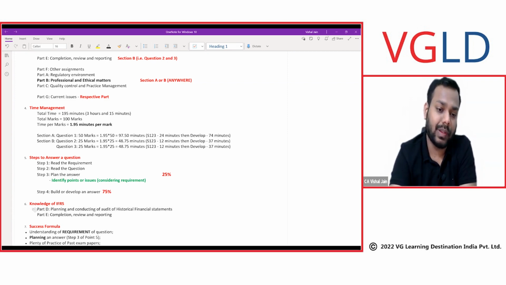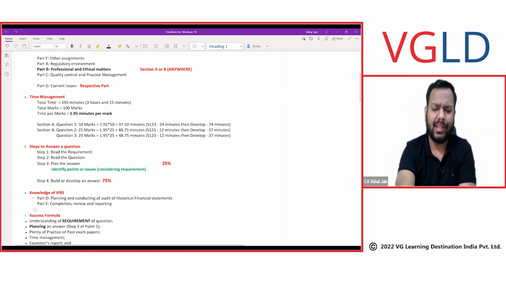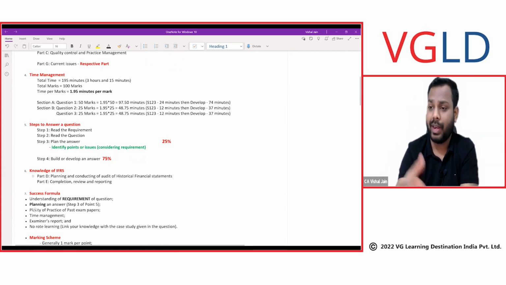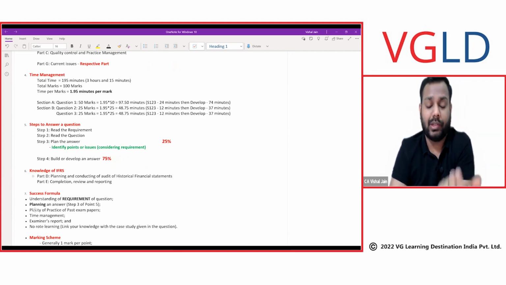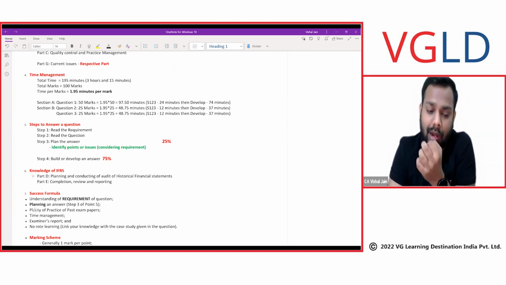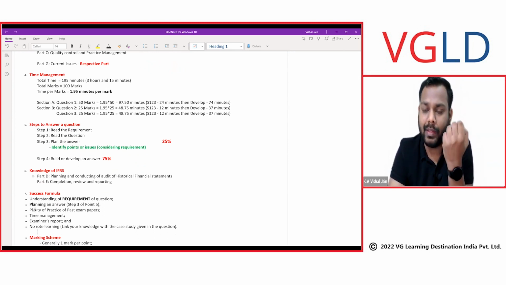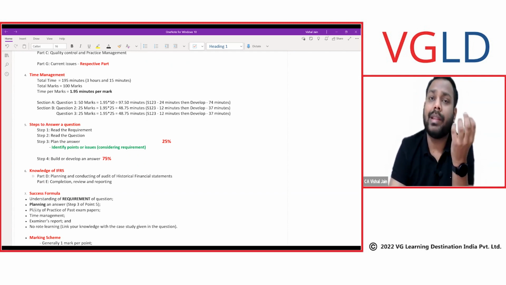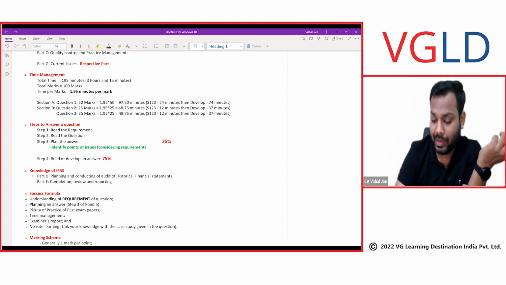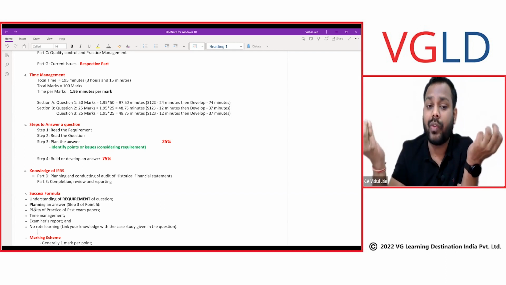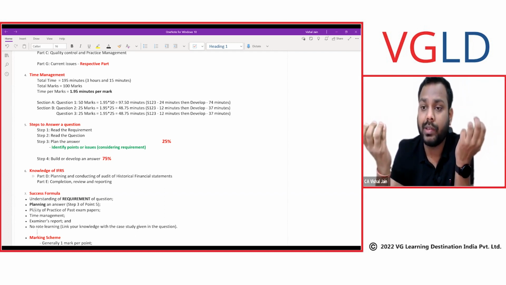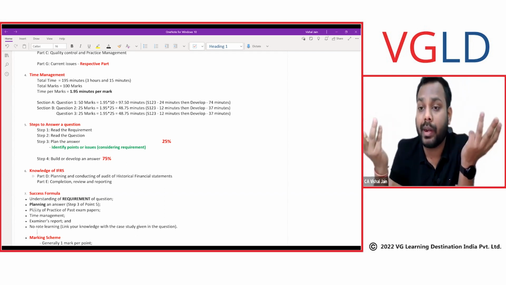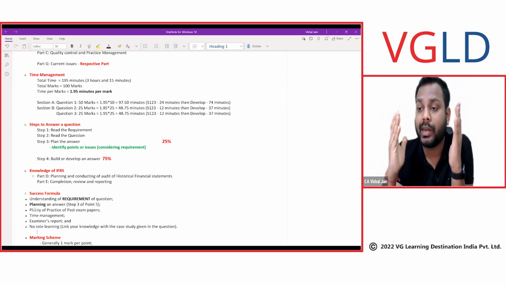Now comes the success formula. The success formula is very easy, but it's very difficult to practice this success formula in AAA. First, always try to understand the requirement. Many a time we see, and there is an examiner comment also, that the examiner is trying to ask something else and the student is answering something else. So first try to understand what is being asked in the question. Many times we as students fail to understand the requirement itself. So focus on understanding the requirement.